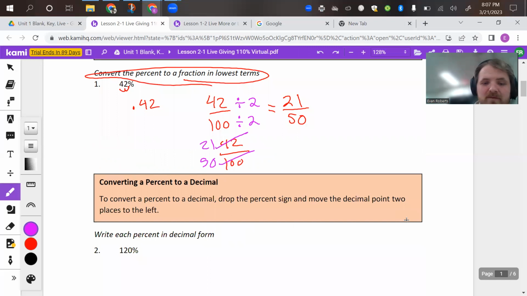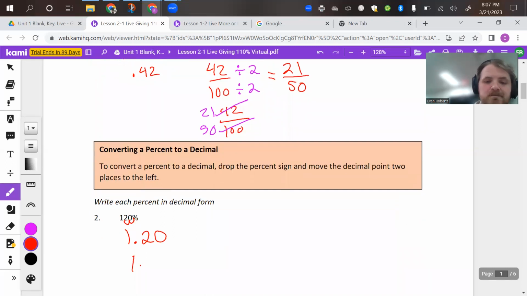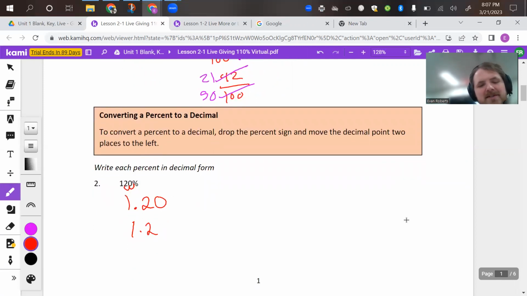So again, we're trying to convert this into a decimal. Like I said, we get rid of that percent sign and just move it 2 places to the left. So that becomes 1.20. You do not need the 0 on the end. You can just have it as 1.2. If you put answers into ALEKS, I don't know if it's going to count 1.20 wrong. It might. So I would just make a habit of writing 1.2.